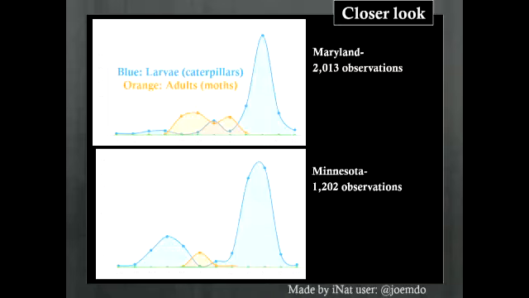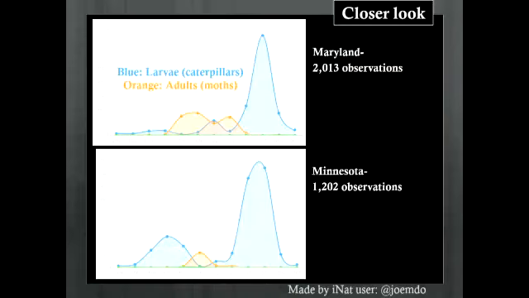So what we have here from left to right are the months: January, February, March, all the way to December. Same thing on the bottom. And then on the left, you have the amount of observations, and it's the same for both. So notice what's going on here with Maryland, with the adults, right? The orange ones are the adults, and the orange ones are the adults also for Minnesota.